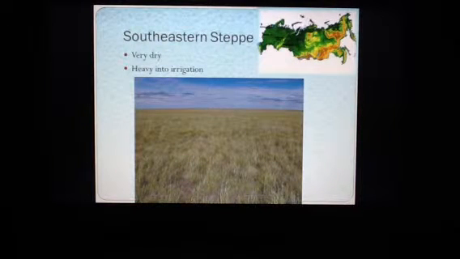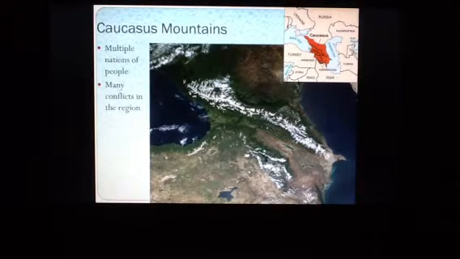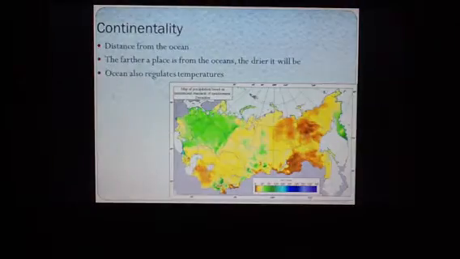It's very dry. It's very heavy into irrigation. They have a lot of canals in which they divert water from the major rivers and send them to the farms so that they can grow whatever it is they need to grow. Finally, the Caucasus Mountains. The Caucasus has a lot of nations of people. And when you have a whole lot of nations of people combined in a very small area, you get a lot of conflicts. And so that's what this region is.